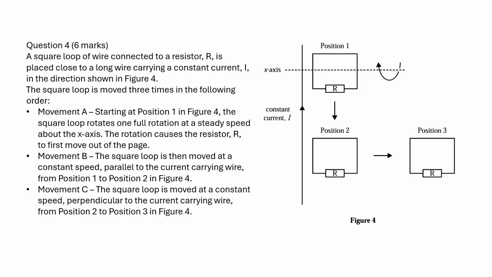A square loop of wire is placed close to a long wire carrying a constant current. Movement A: this loop rotates around the x-axis. Movement B: the square is moved parallel to the current. The speed is constant. Movement C: the square is moved perpendicular to the current.